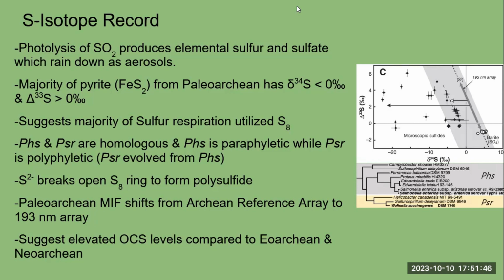So, while elemental sulfur reduction is the first form of sulfur metabolism attested in the geologic record, it's likely that sulfite and thiosulfate reduction preceded it. Another curious feature is that in the Eoarchean, sulfides subjected to UV photolysis fall on the Archean reference array, but in the Paleoarchean, they fall on the 193 nanometer array. This suggests that there are high levels of carbonyl sulfide in the atmosphere, which absorbs most UV light except at 193 nanometers. What factors can explain the discrepancy between the molecular and geologic record?